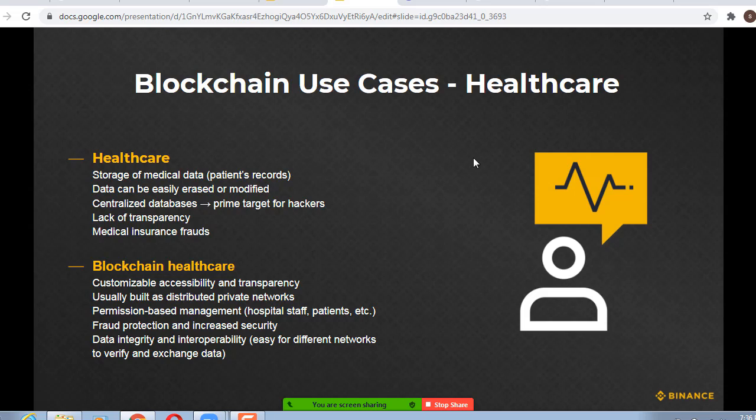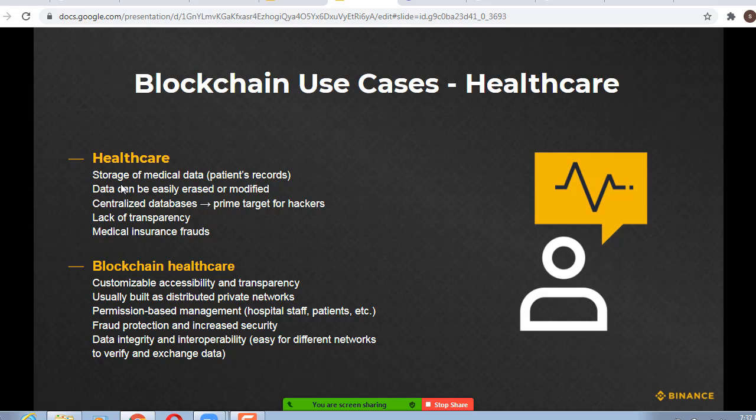Another use case is the health sector. So healthcare, now this is the traditional healthcare system, and this is the one built on the blockchain technology. Number one, storage of data of medical patients, that is patients' records, and then you have data that can be easily erased or modified, centralized database, prime target for hacks, lack of transparency, and medical insurance fraud.